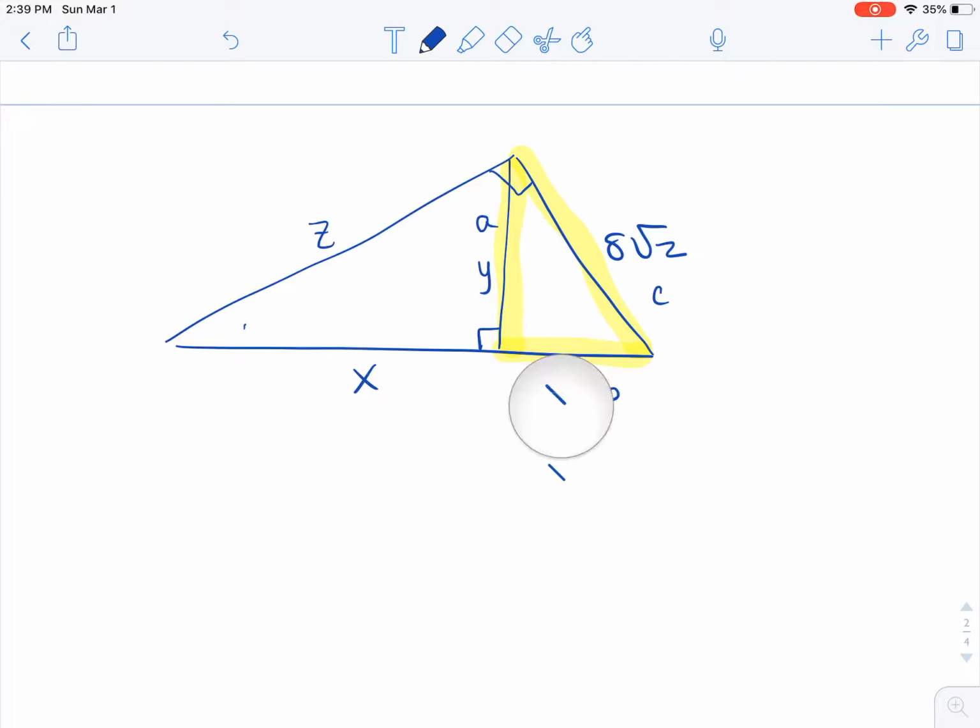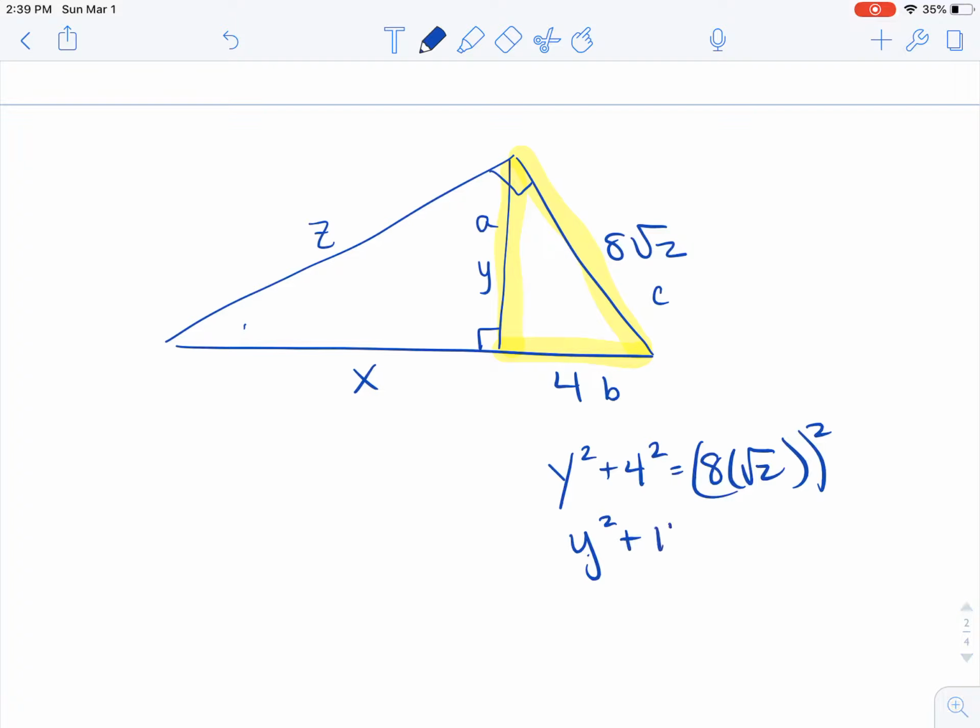y squared plus 4 squared equals 8 square root of 2 squared. So we'll have y squared plus 16. Now when we square 8 square root of 2, we want to square the 8 and square the square root of 2, which is 64 times, the square root of 2 squared is just 2, so times 2. So 64 times 2 is 128.